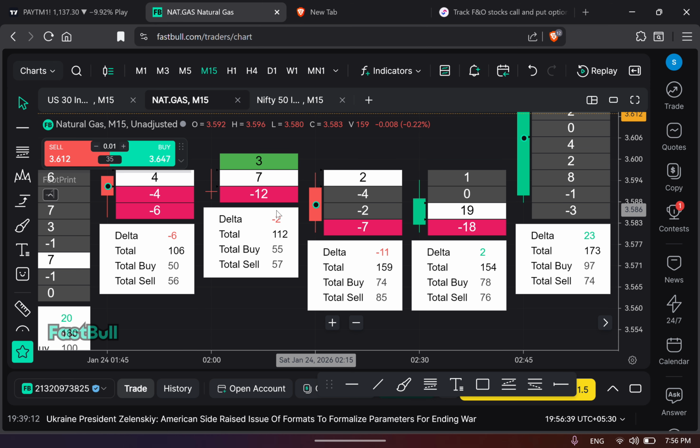So sellers in control, sellers in control, and suddenly buyers entered, where sellers were arrested at the low level. So whoever is at the low level, what do they have to do? They have to exit.